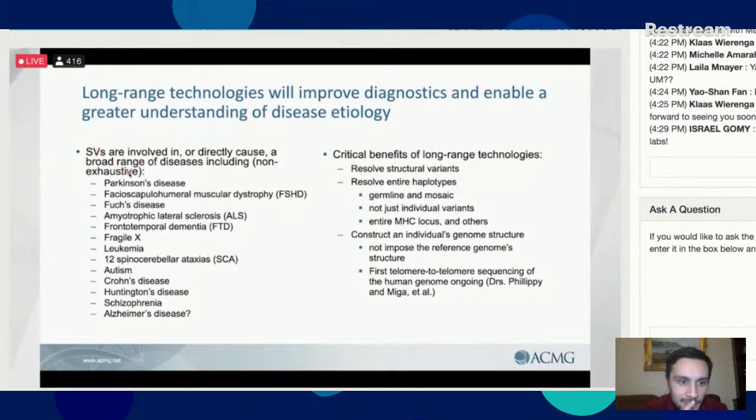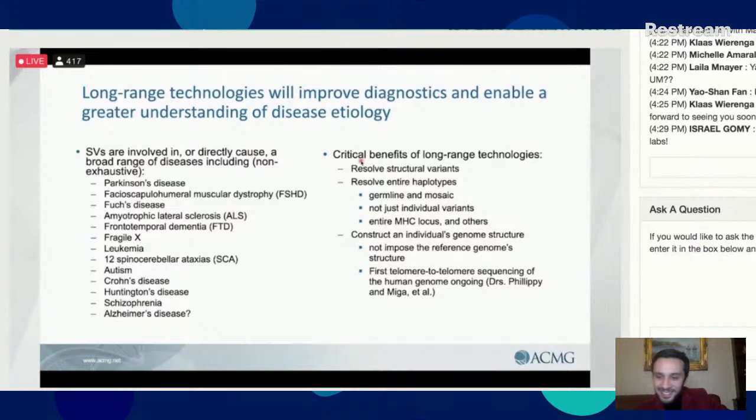And I want to share a list of diseases that are either directly caused by structural variants or that structural variants are known to be involved in. Parkinson's disease, I showed you a specific example. FSHD, there's a repeat retraction actually. There's a clinical test available for that. Fuchs disease, ALS, FTD, all repeat expansions. Fragile X, repeat expansion, leukemia. There are 12 distinct spinocerebellar ataxias with 12 distinct expansions that cause them. Autism, Crohn's disease, schizophrenia, Huntington's, of course, that's the classic example.